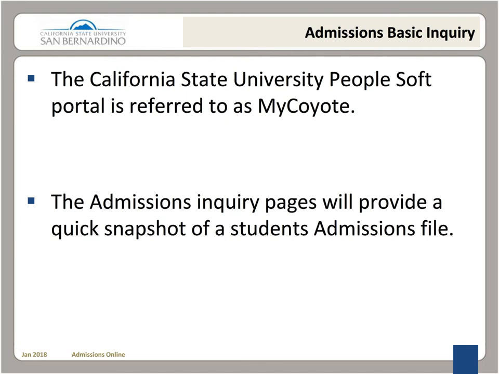A great feature of the CSU is what we have available as a one-stop shop. It provides a quick snapshot of a student's admissions file. Outside of the CSU, people have to visit several different pages in order to retrieve admissions information. We are fortunate to have this one-stop shop available to us all on one screen.